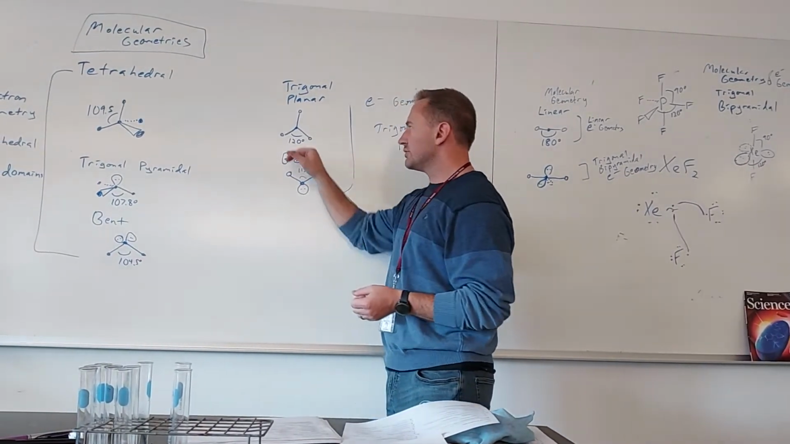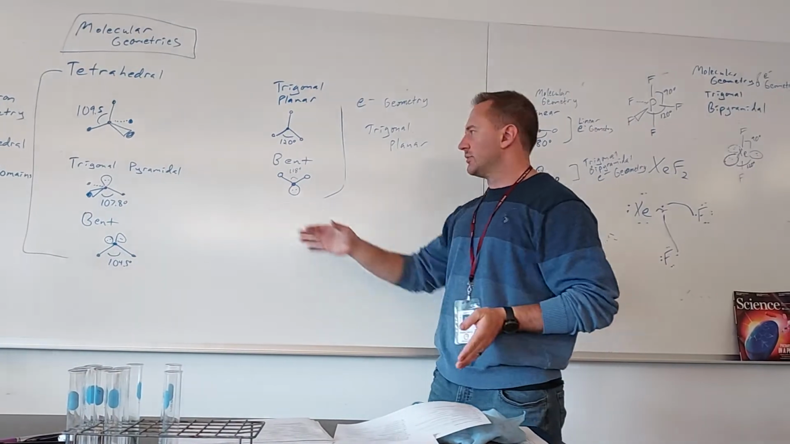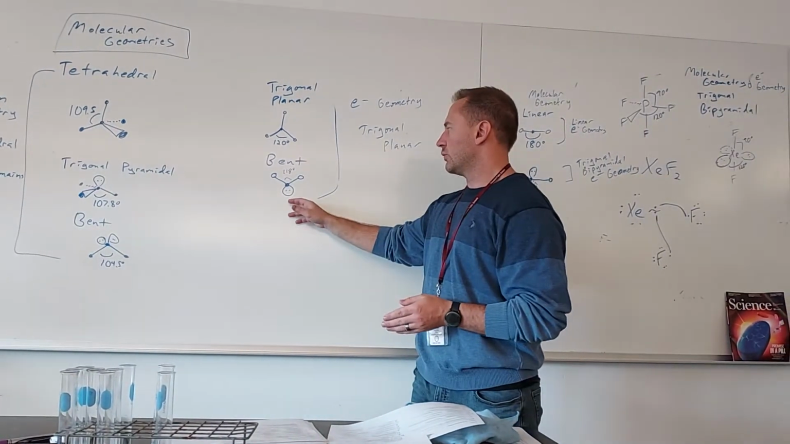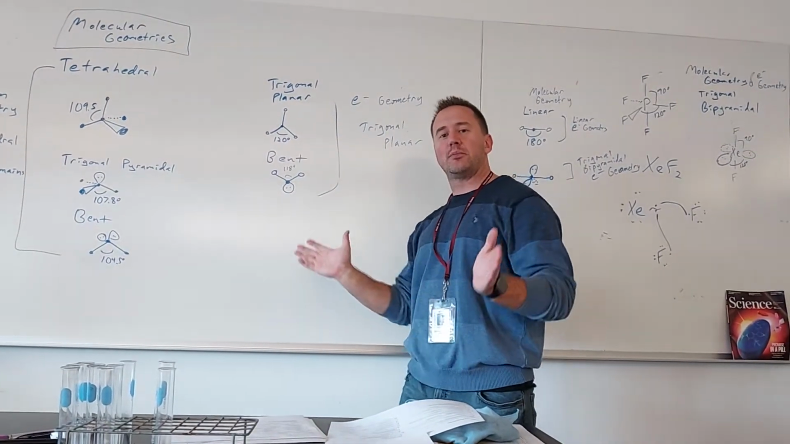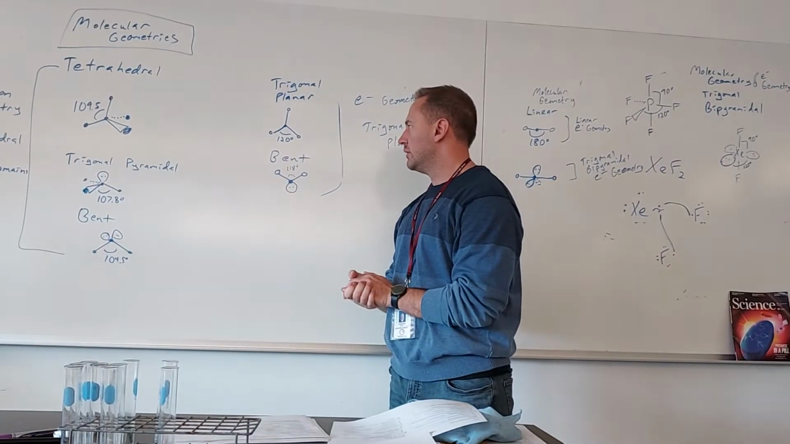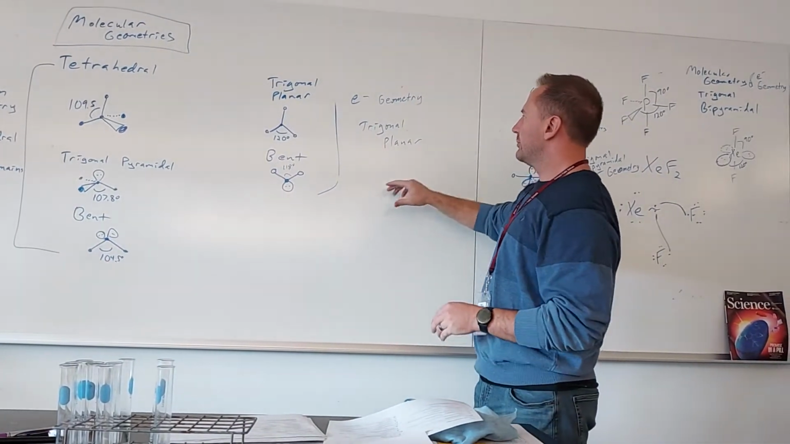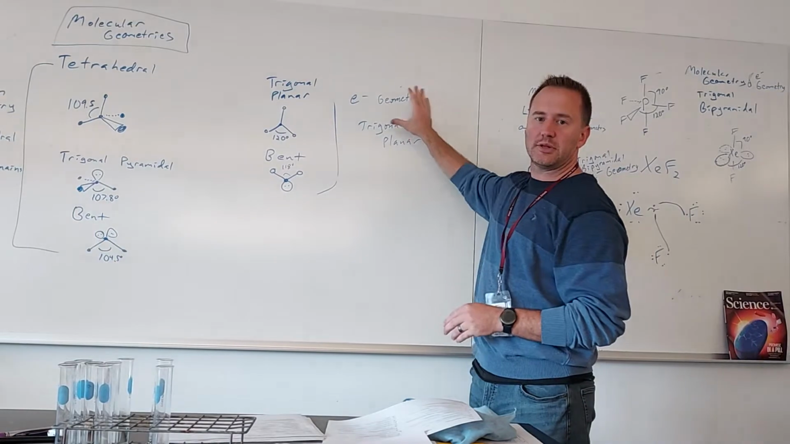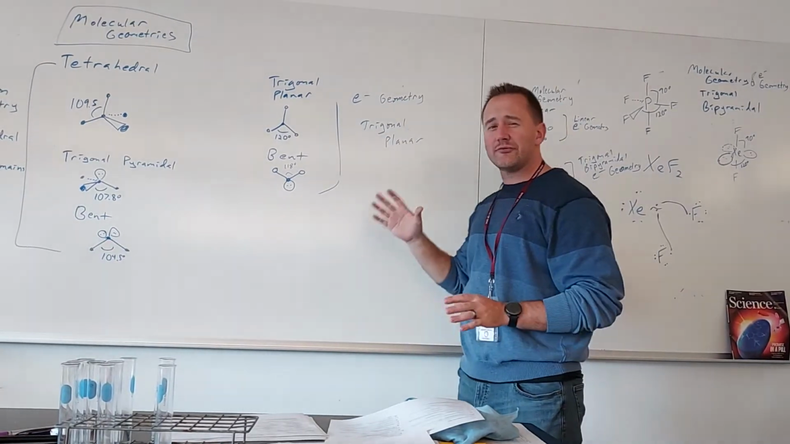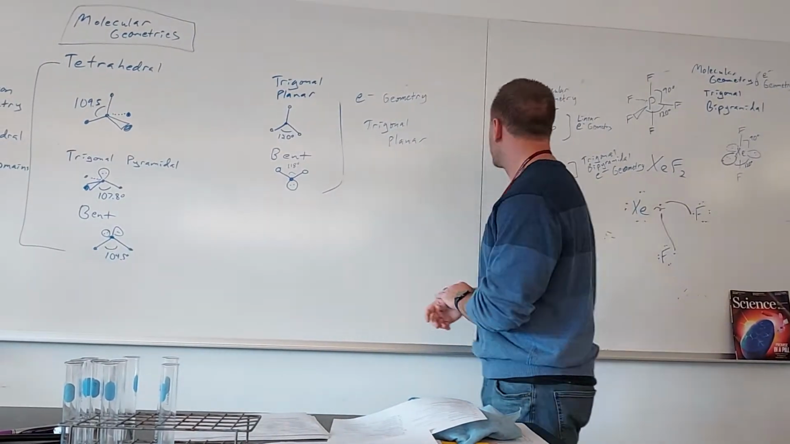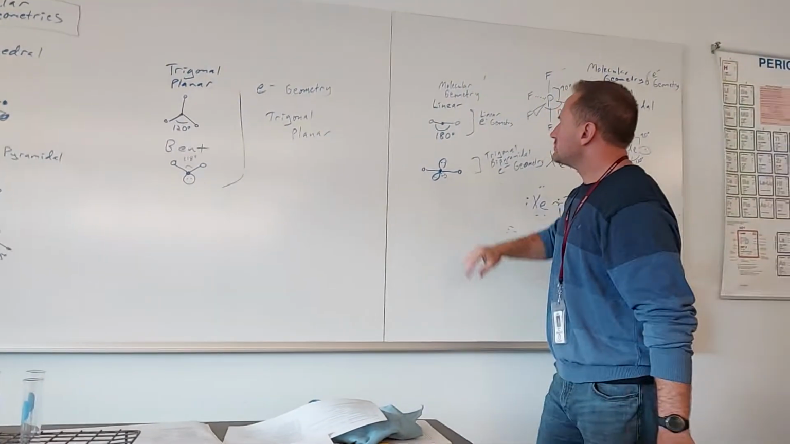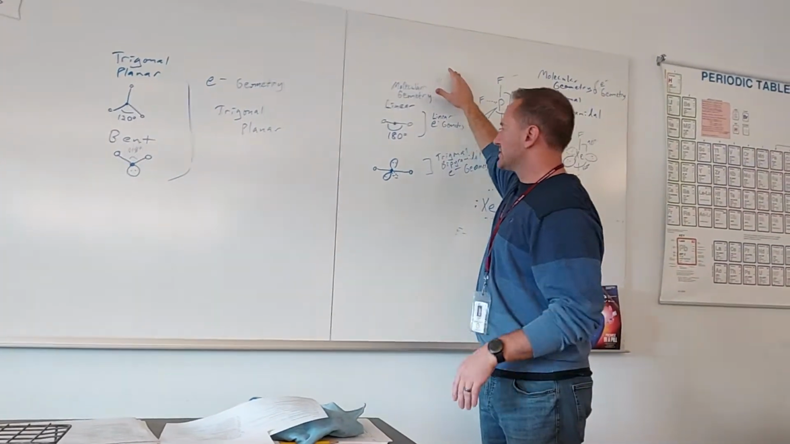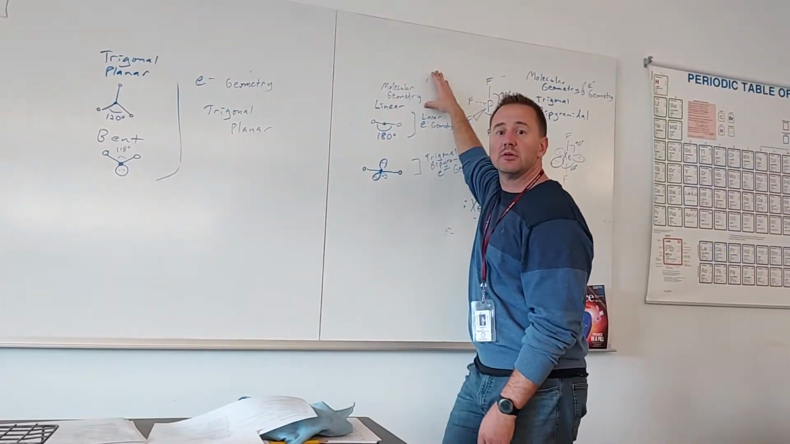And so it's going to be close to 120 degrees, but similarly to before, the unshared pair of electrons is going to push the other atoms closer together. So since there's 3 electron domains, they're going to take a trigonal planar electron geometry and be roughly 120 degrees apart. And then the second to last molecular geometry you need to know is the linear shape.